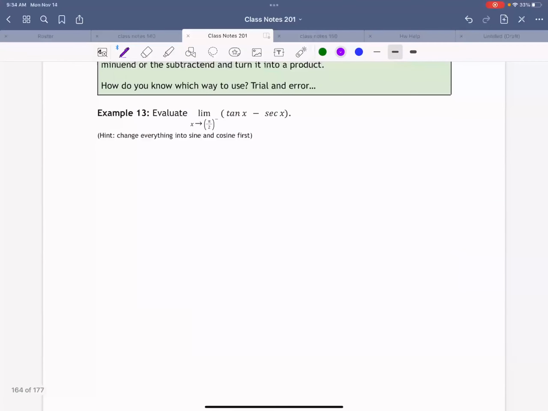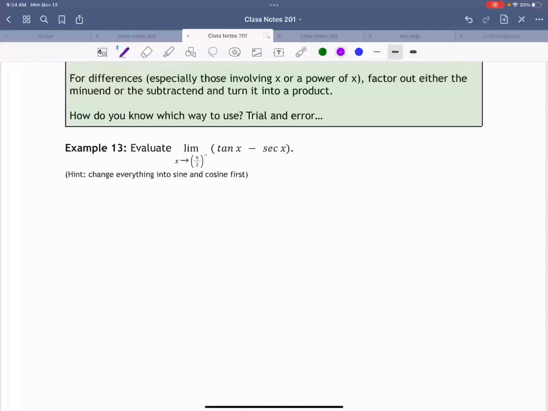Example number 13. Here we have trig functions. Let me do this with you. I feel like subtraction is a little bit harder, which is kind of weird, but let's go through this together. We have trig functions, which are our favorite type of functions, right? What do we do when we see something like this? What's our first step? Plug it in, right? Never do L'Hopital's rule first without plugging in. So let's plug in.